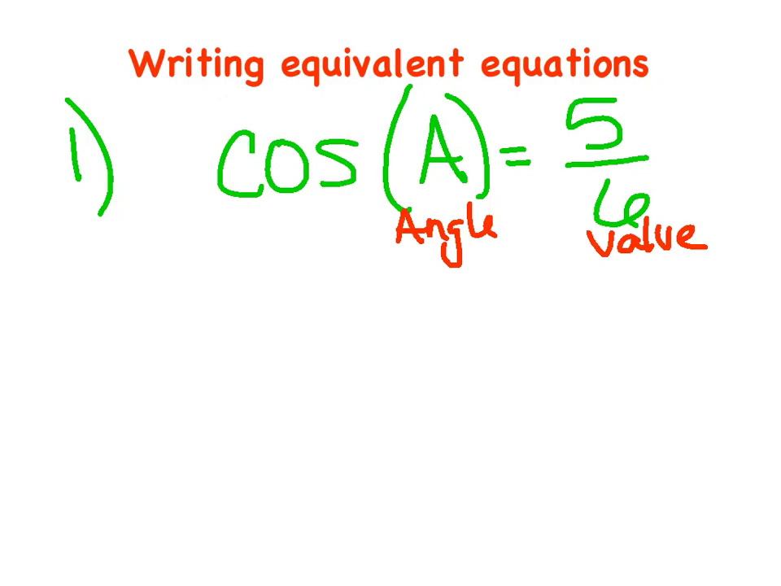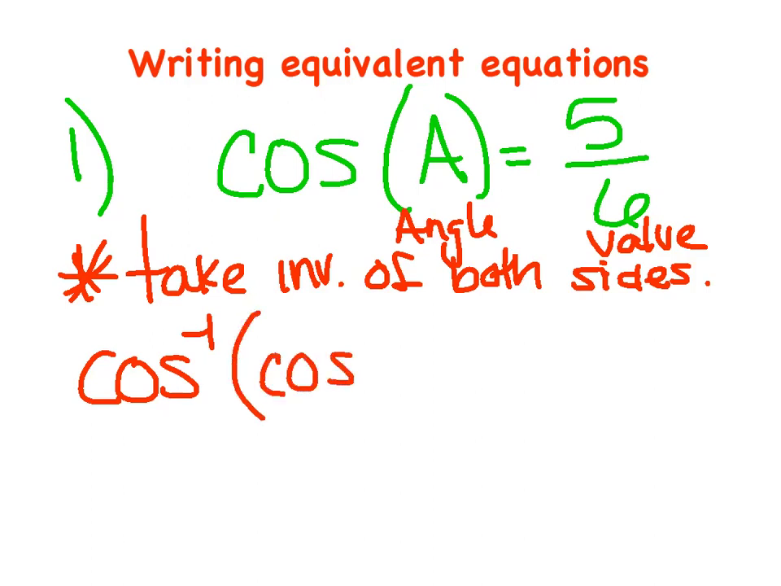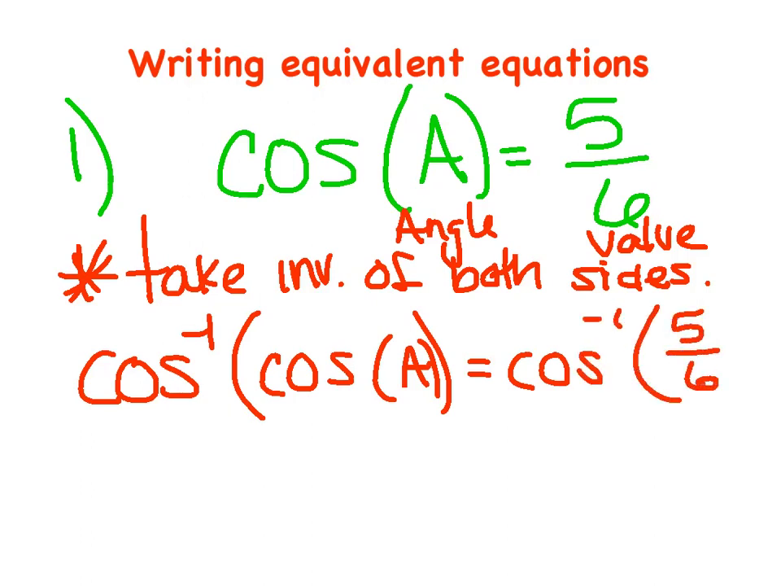And in order to find the angle, so let's just make a note here, we're just going to take the inverse of both sides. And we're not going to be sloppy, we're going to write it out. Don't go to your calculator, like I said, we're just going to write it out. So I'm going to say cos inverse of this side, which is the cosine of A, equals cos inverse of this side, which is 5/6. So again, no shortcuts, take the cos inverse of both sides.